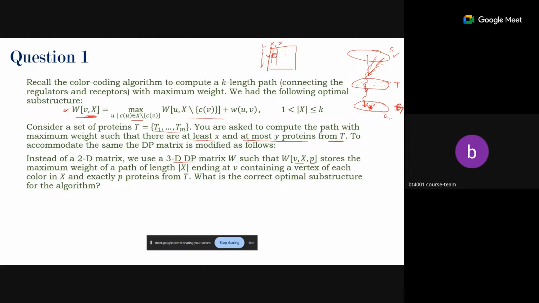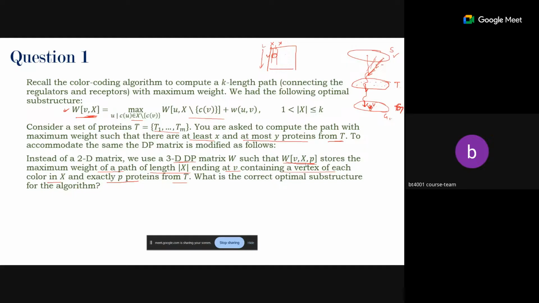Here V and X are basically the same as before. This particular cell (V, X, P) stores the maximum weight of a path. That path must have length of |X|, it should end at V, and it contains a vertex of each color in X, and along with that there are exactly P proteins from T. Okay, so that is what we are having. So given this information, what is the correct optimal substructure?